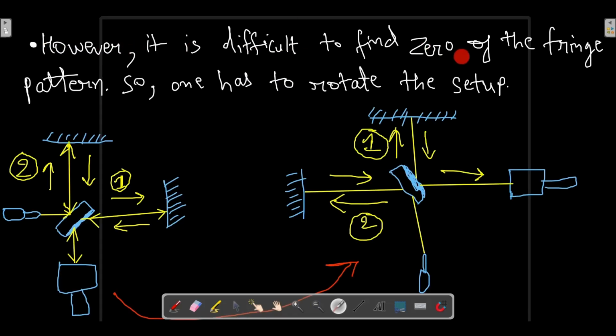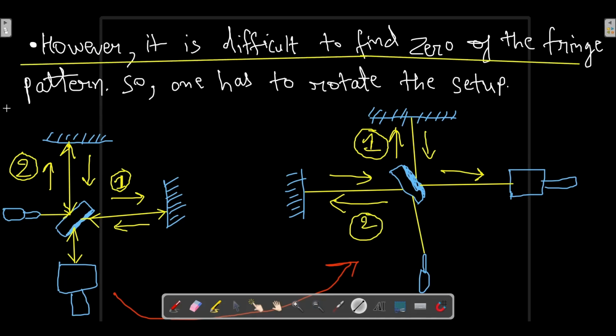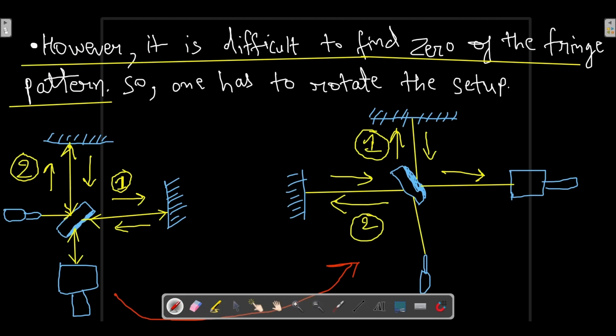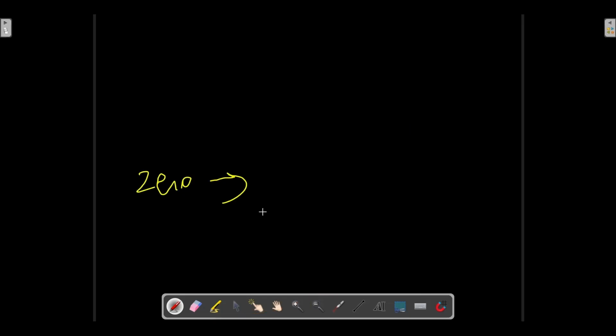However, it is difficult to find the zero of the fringe pattern. Why is it difficult to find the zero of the fringe pattern? Have a look at this statement. Because the zero of the fringe pattern can be obtained only in ether, because ether is at absolute rest.